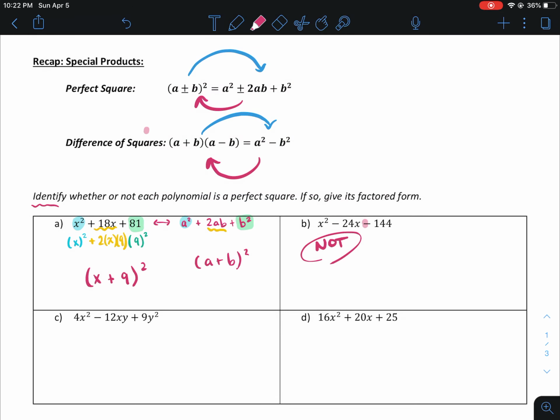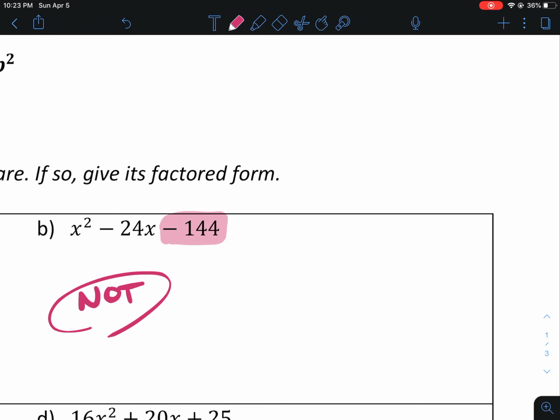This last term cannot be negative. Notice it's always a plus, regardless of (a plus b) or (a minus b). It should always be a plus because any number squared is positive. So if I have a subtraction sign right here, then I automatically know that it's not a perfect square. And that's because we want it to look like this: a squared plus 2ab, or sorry, minus 2ab plus b squared. We need that plus there.